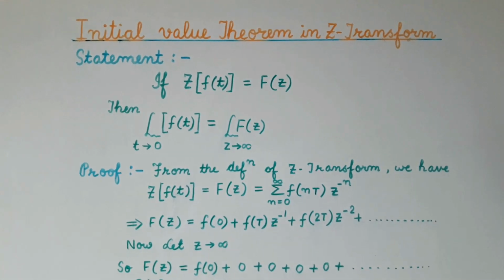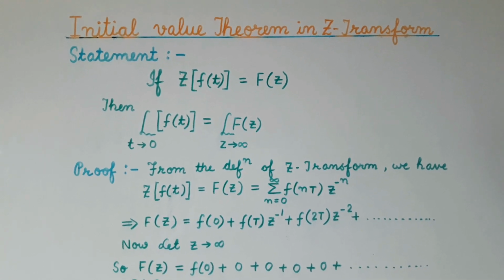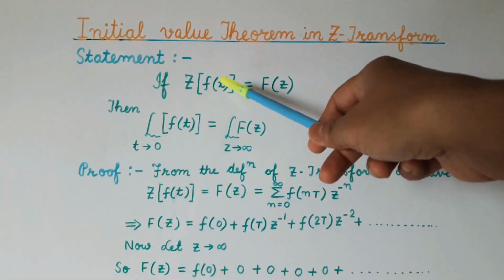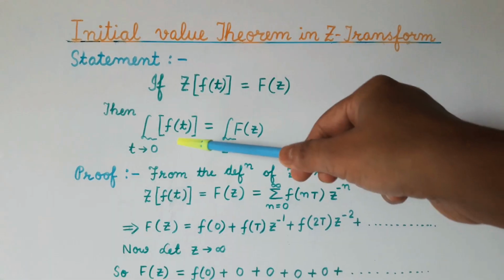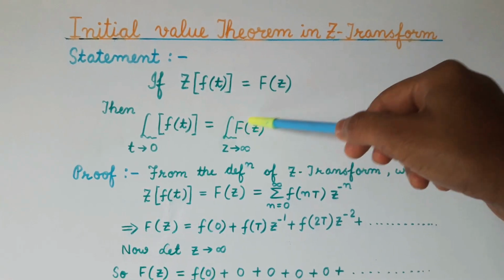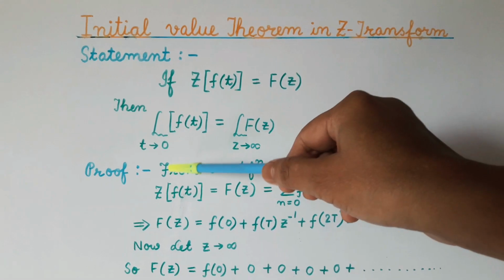In this lecture, we will discuss the initial value theorem used in Z transform. According to the initial value theorem, if the Z transform of f(t) is equal to F(z), then the limit of f(t) as t tends to 0 will be equal to the limit of F(z) as z tends to infinity. So let's now see the proof.